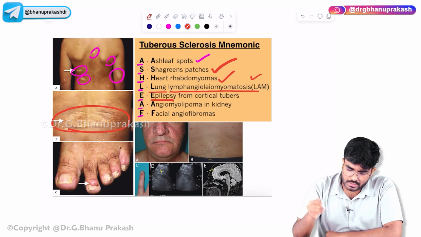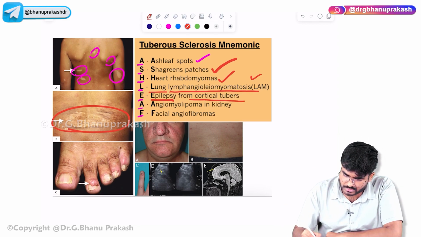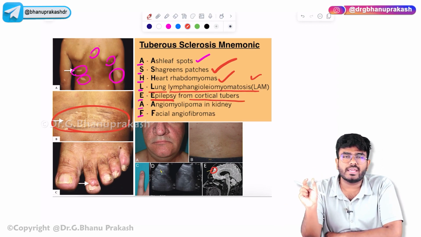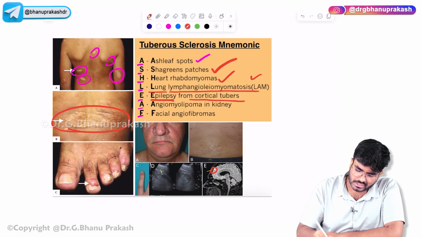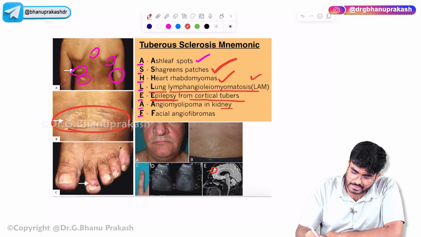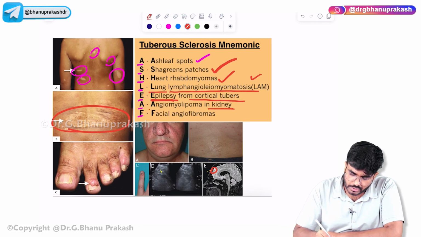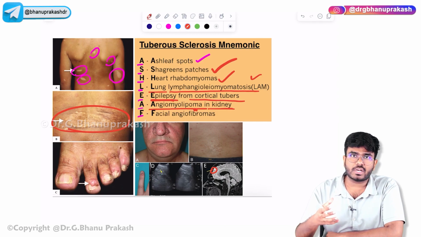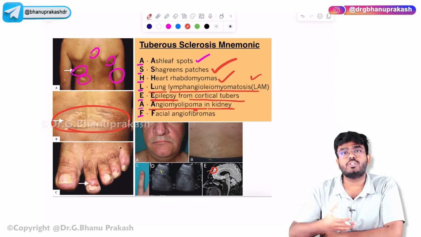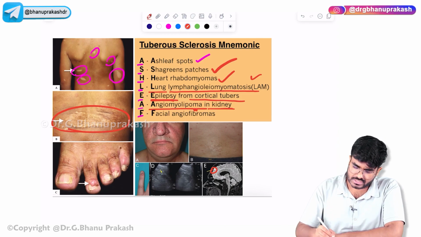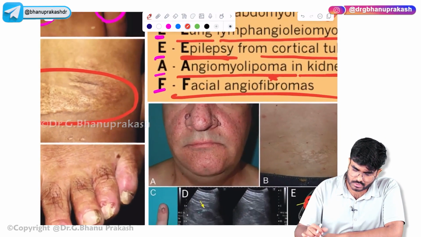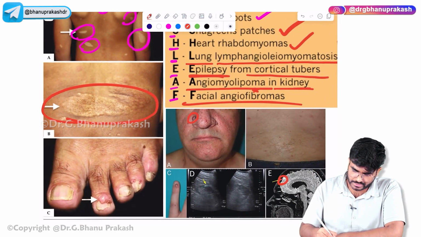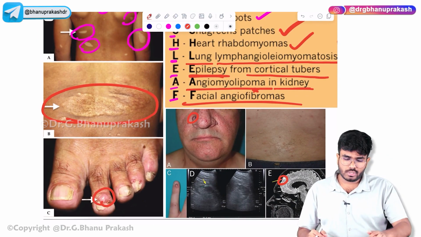So that's epilepsy. Epilepsy can be there because of the cortical tubers. In the cortex, small tumor-like growths can be seen. Those are the tubers, small tubers are going to be seen. So that causes epilepsy. And in the kidney, very, very important, the patient is going to have angiomyolipomas. In the kidney, there can be a tumor called angiomyolipoma, which is a benign tumor of the kidney. It can be seen in tuberous sclerosis, along with facial angiofibromas. Angiofibromas are small tumor-like growths. Okay, that is tuberous sclerosis.